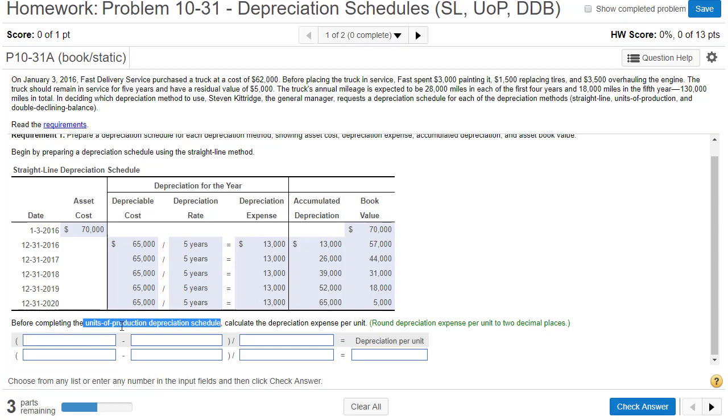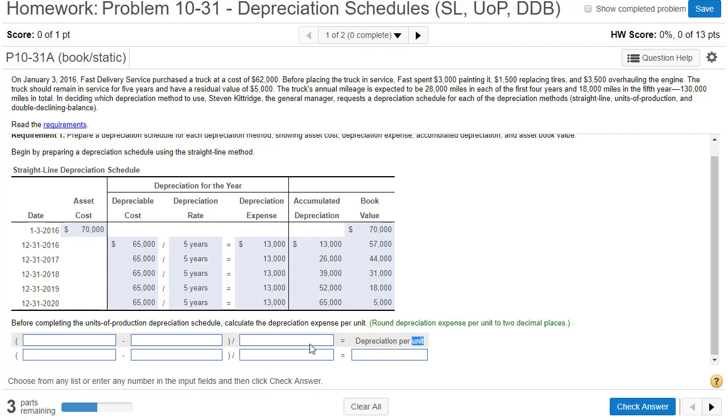So before beginning the units of production depreciation schedule, remember units of production means the depreciation is based on how much you use the asset. And how do we measure how much we use a truck? It's miles. So basically what we're doing is we're going to calculate depreciation per unit, which is per mile.